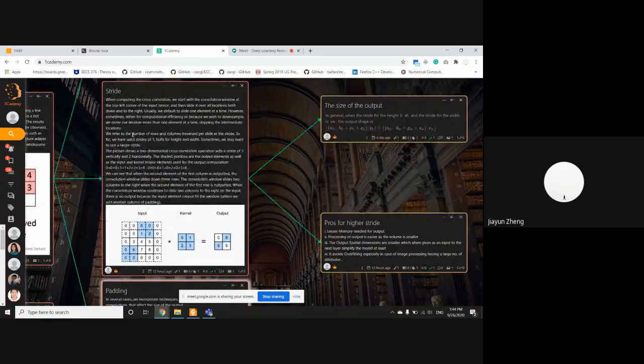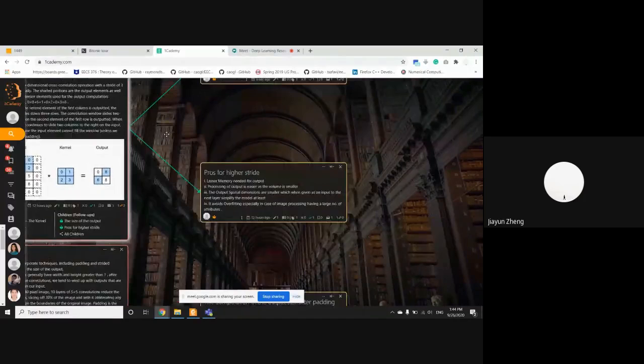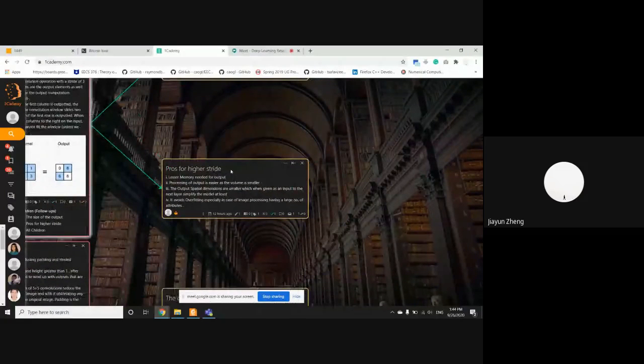So what do we mean by stride? We refer to the number of rows and columns traversed per slide as the stride. So far we have used strides of 1, both for height and width. Sometimes we might want to use a larger stride. The reason why we want to use a higher stride is that first of all, your output will be smaller, so you will be using less memory.